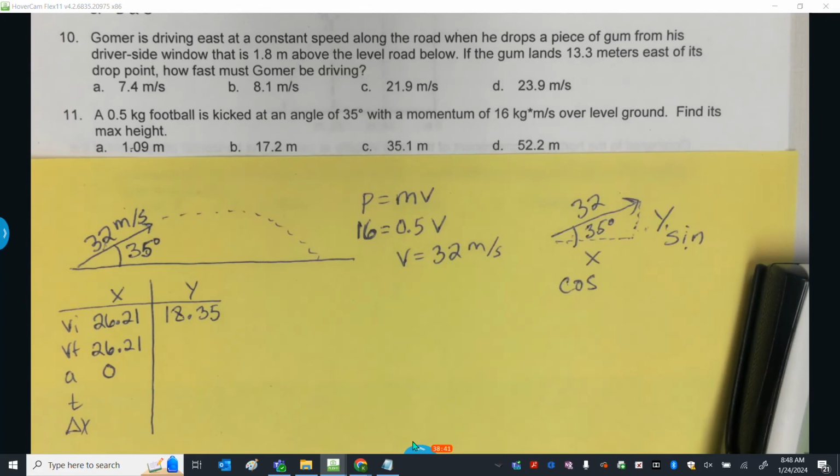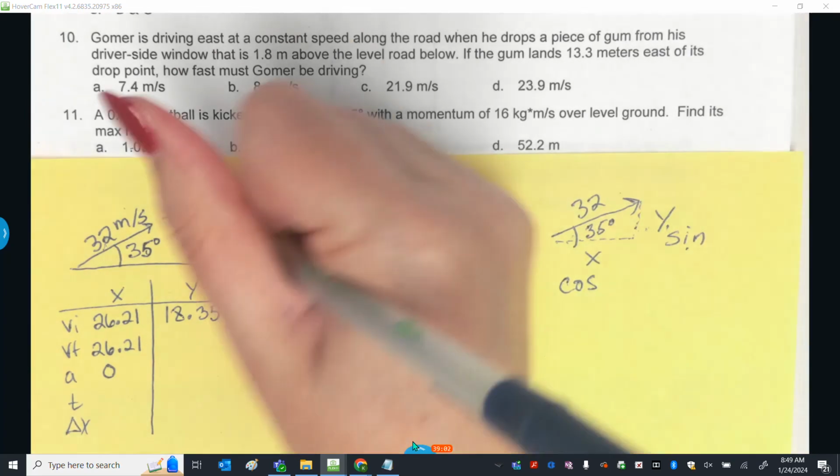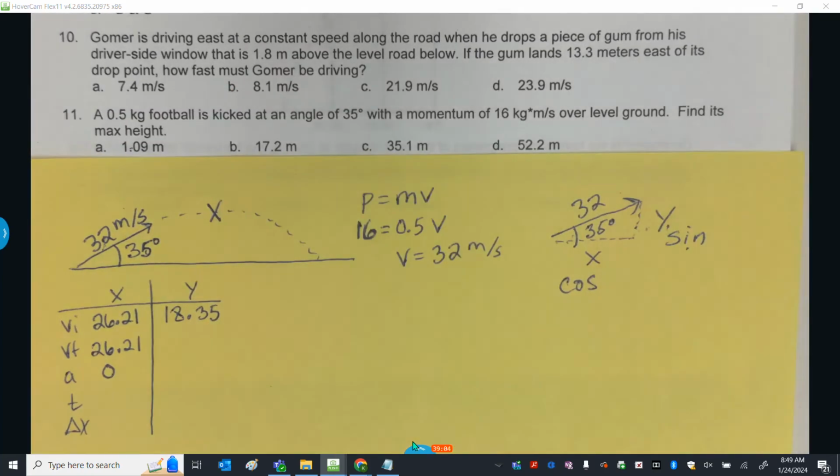If you have something launched at an angle, use sine and cosine, use trig, SOHCAHTOA, to find the components. That's what goes here. Don't write 32 in here. All right, so now we have both of our components, x and y. Let's go ahead and see what else we can fill in. This particular question is asking us ultimately to solve for the max height.